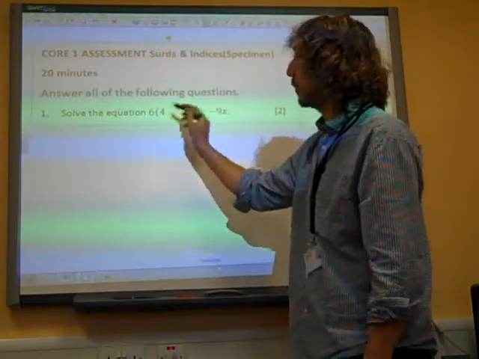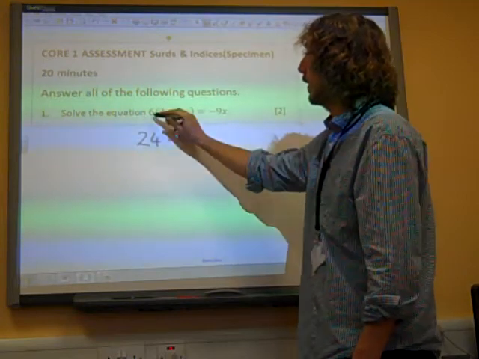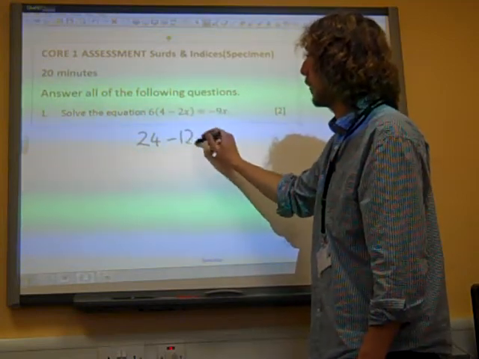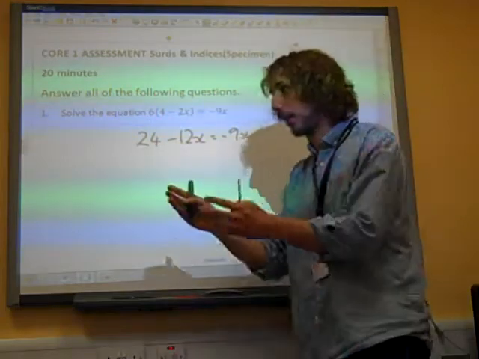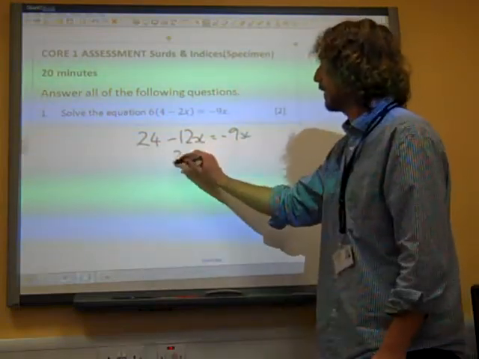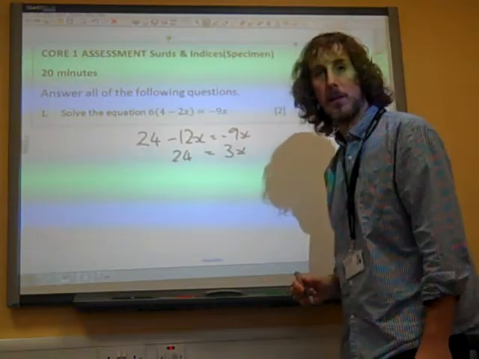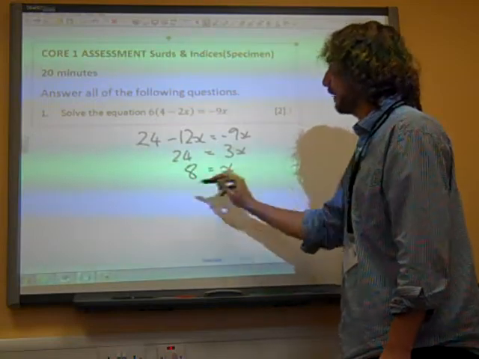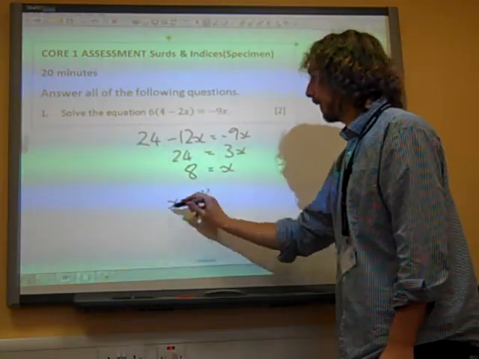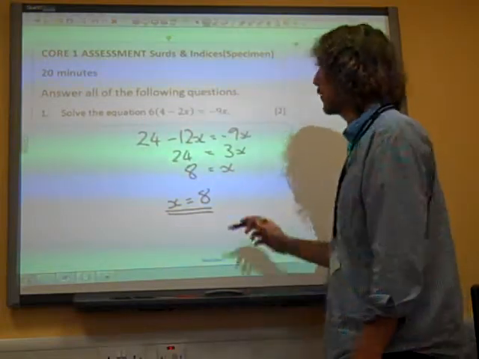Well, we've multiplied the brackets, so 6 lots of 4 is 24. 6 times the minus 2, so minus 12x is minus 9x. We have to balance the equation. Let's take the 12x to the other side. 24 is 3x, and then divide both sides by 3, giving us 8 as the answer for that one. Of course, you can check it by substituting it back into the equation.